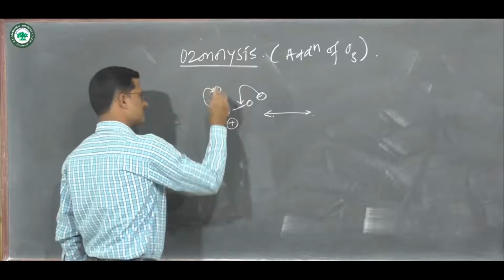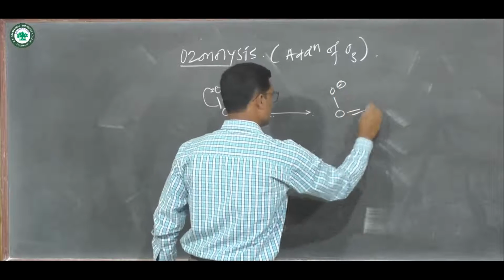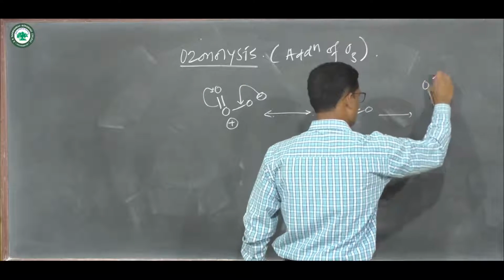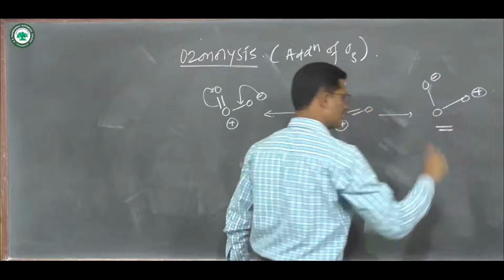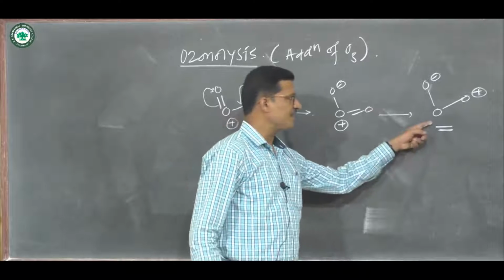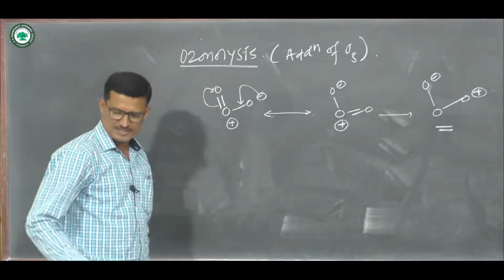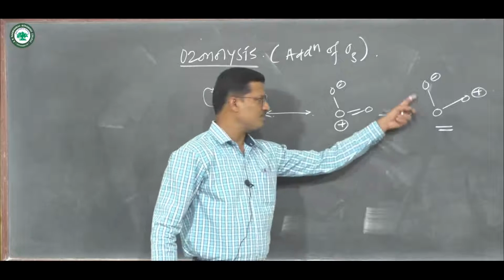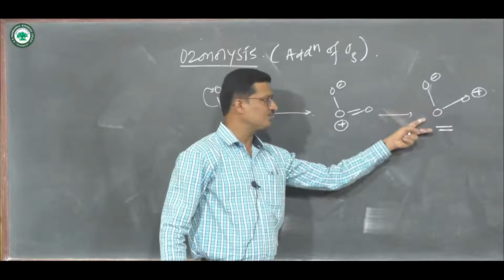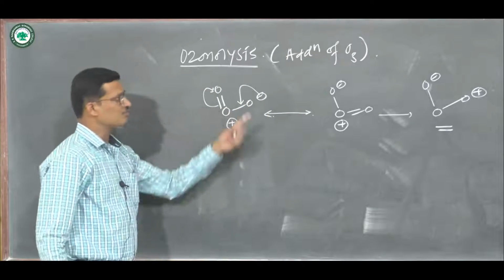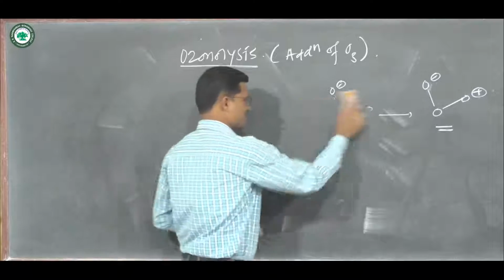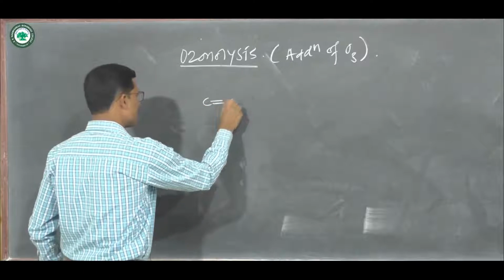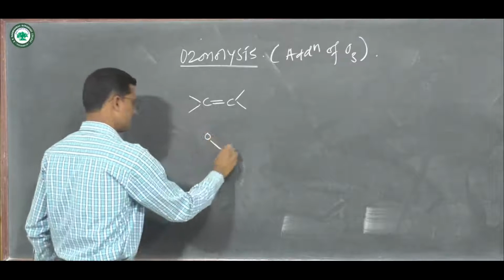We write it like this, and when we write the resonating structures of ozone like that, we then write the resonance hybrid structure. This is the resonance hybrid structure of O3, ozone, and this reacts with the carbon-carbon double bond. So what is the mechanism, or how is the O3 added to the carbon-carbon double bond to form aldehydes and ketones? First we see the mechanism, taking a carbon-carbon double bond and an O3 molecule.